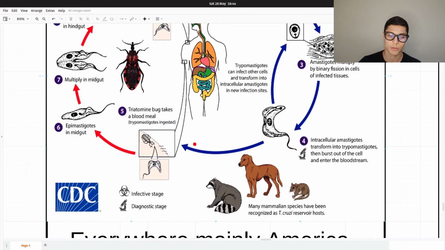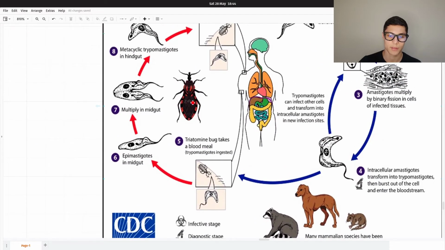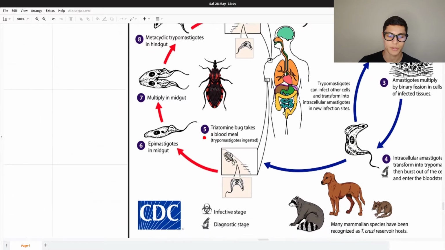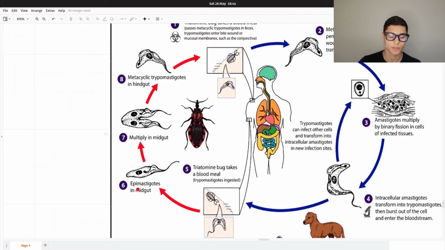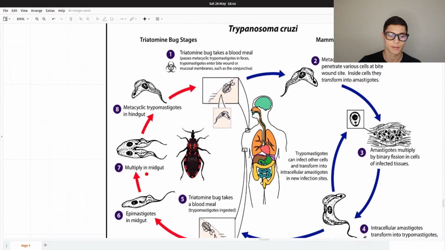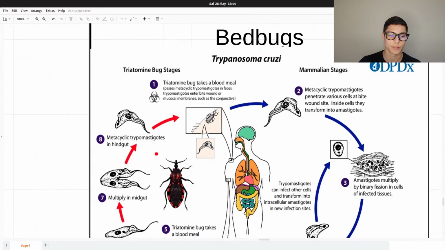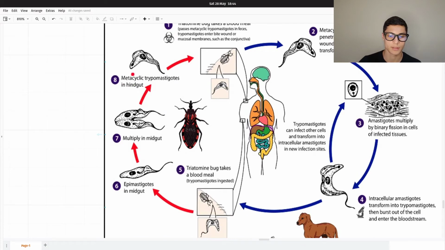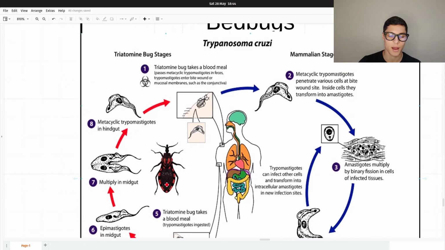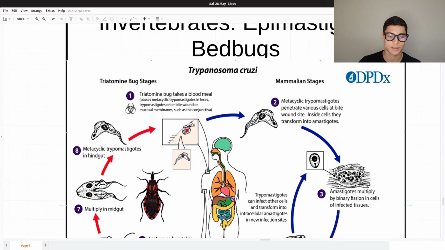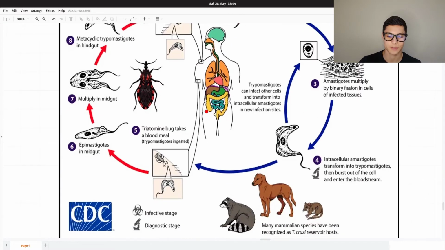But they can also infect the bug if the bug bites us and gets some of our blood. So inside the bug, the epimastigotes are in the midgut, and then they multiply, and the metacyclic trypanosoma in hindgut. And then guess what? Once they are inside the gut of the bug, if the bug gets his feces into our cells, into our wound, the cycle repeats.